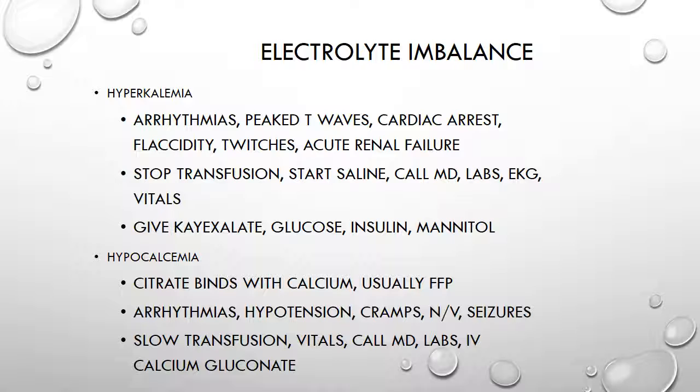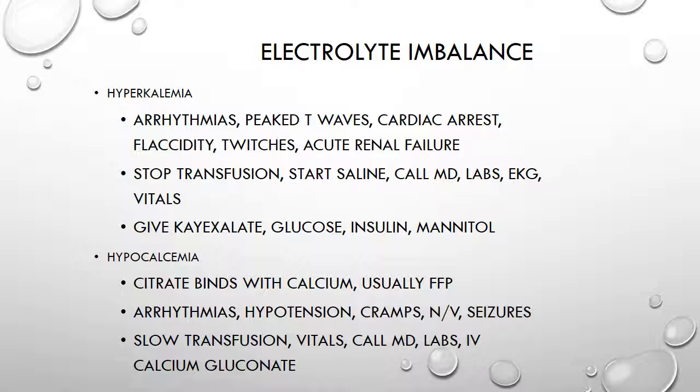Some of the electrolyte imbalances that we might see with blood transfusions: hyperkalemia. We talked about possible lysis of the red blood cells as they're transfused. Remember, when we have those cells that break down, potassium would be released into the bloodstream. So we need to look for all of those possible signs and symptoms with the patient who's hyperkalemic. Of course, we all know as soon as we say hyperkalemic, the first thing that comes to our mind is those peaked T waves.